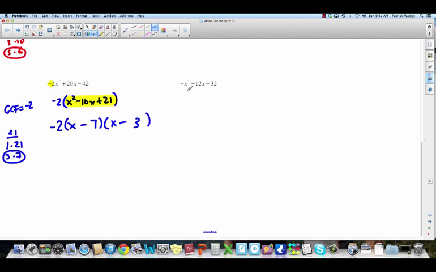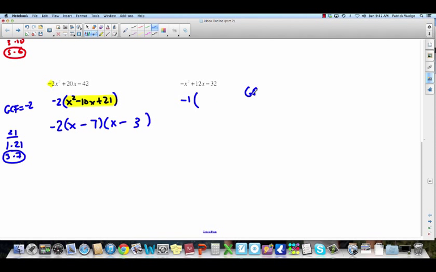Okay, same thing here. There is a greatest common factor in this one. Often people think because there's no number out front, there's not a greatest common factor. There's always a greatest common factor. It could be 1, but in this case the greatest common factor is negative 1. So you want to include that negative 1, or just negative. But I'll put negative 1 for now.